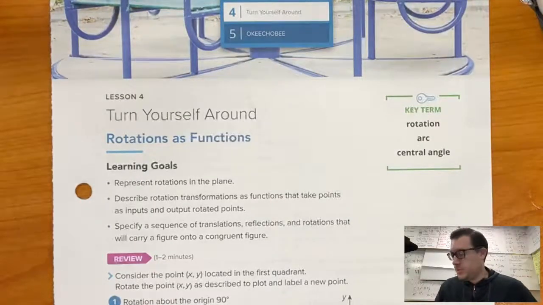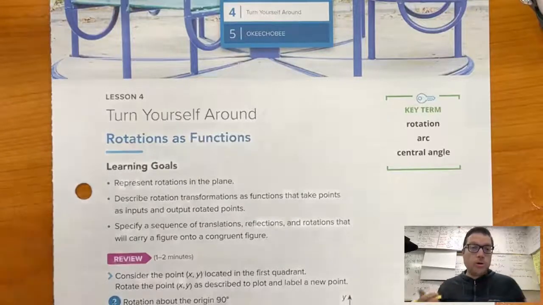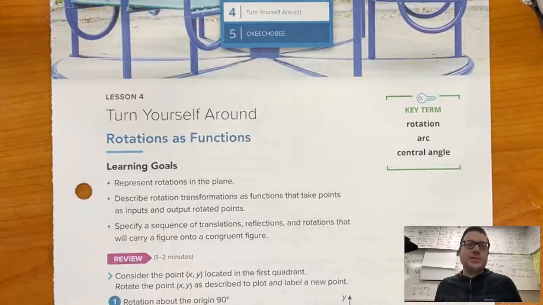Lesson 4. This is for Geometry 9. We're going to talk about our material for the lesson when I'm gone, right? We're going to do Activity 1 and Getting Started together.